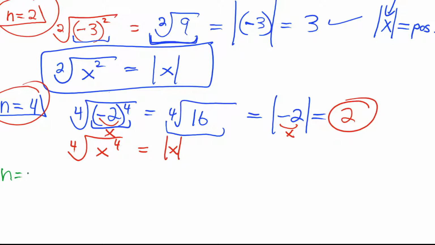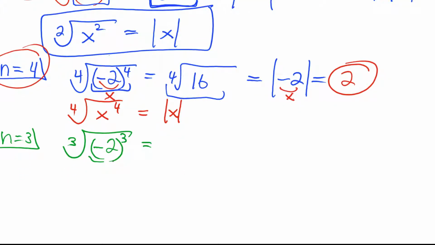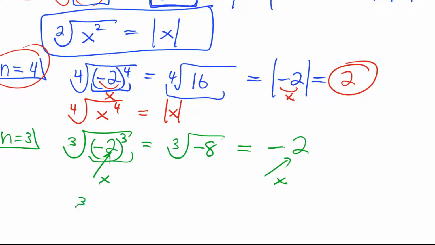When you're dealing with an odd index, this will not be a problem. So if we had the third root of negative 2 to the power 3, again, if we work this out, negative 2 to the power 3 will be negative 8. And since an odd indexed radical only has one answer, the answer is negative 2. Our value of x that we applied the power to is what we get as our output. So the cube root of x cubed will be x.